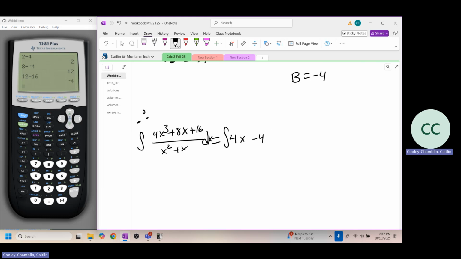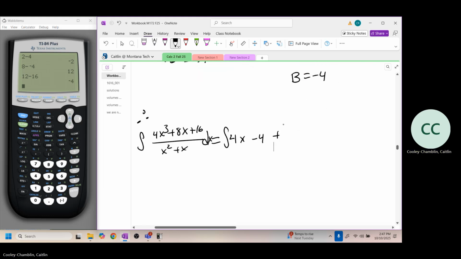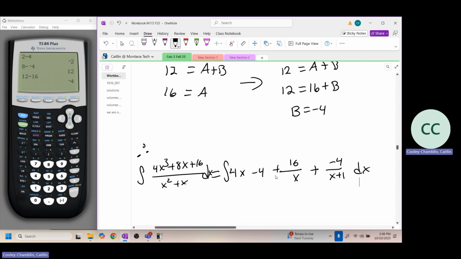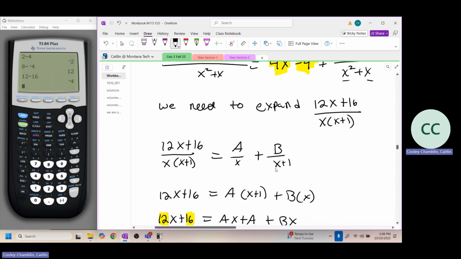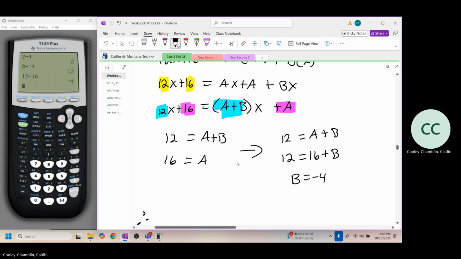Just making sure we got all my steps right. Plus, our a is 16, so 16 over x plus negative 4 over x plus 1 dx. And I'm doing this without looking at everything, and I want to make sure my memory is right. So 4x minus 4. A is 16. B is negative 4.